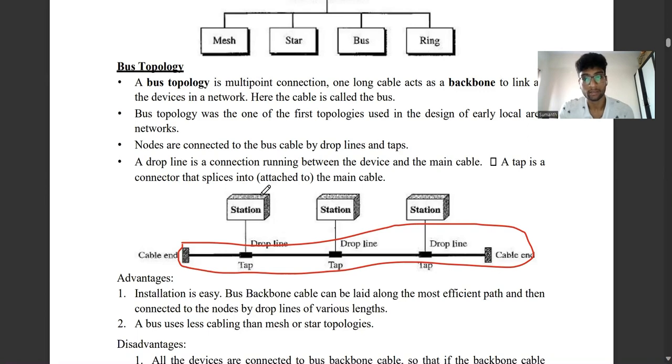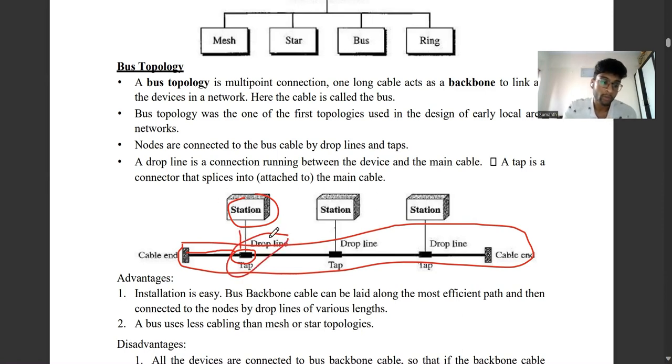So here are the stations. Basically a computer or a router, all of these can be collectively called a station. From each station a dropline is passed so that the data can be transferred to the particular station. And a tap means the point where the dropline is connected to the cable, like the bus. The data is transferred from any one side, and the data required for a station will be taken through the tap. So this is the basic use of droplines and taps.